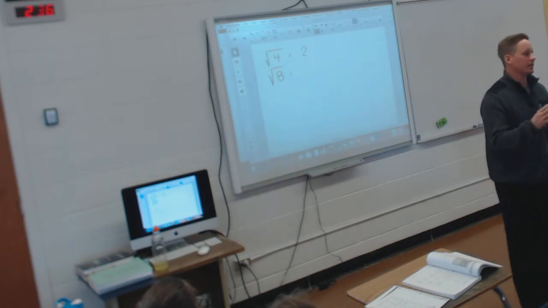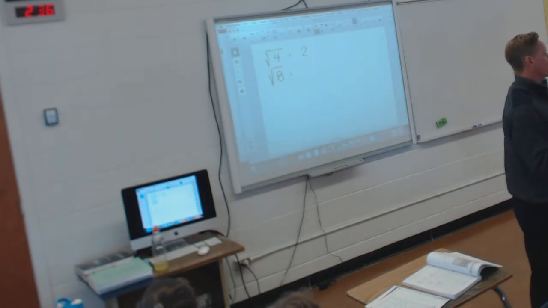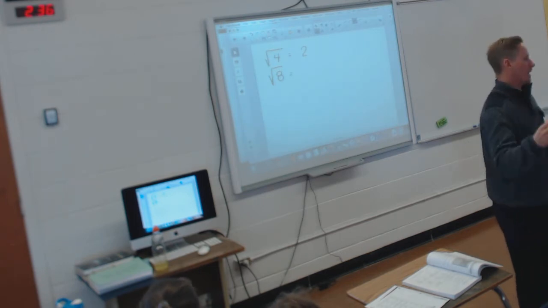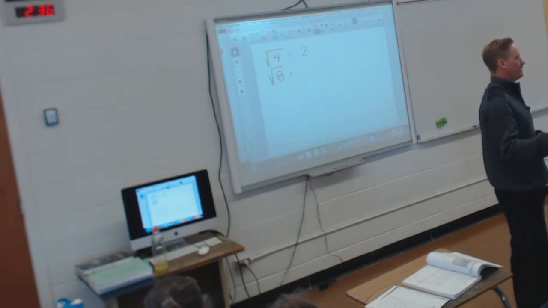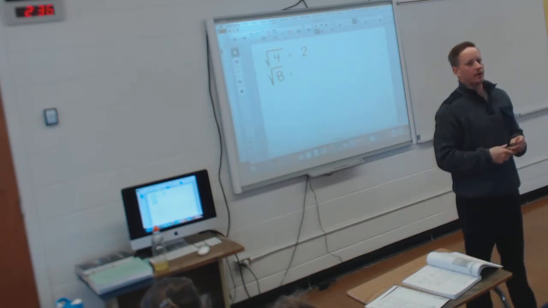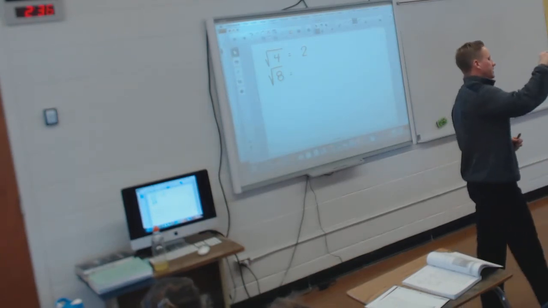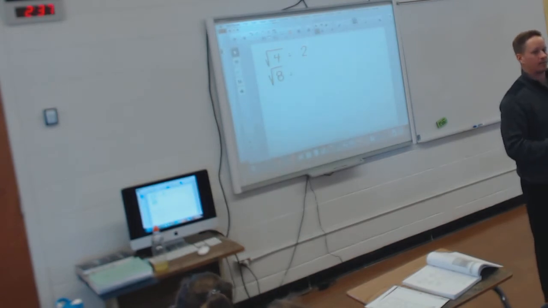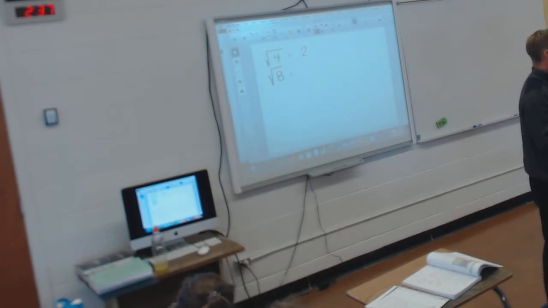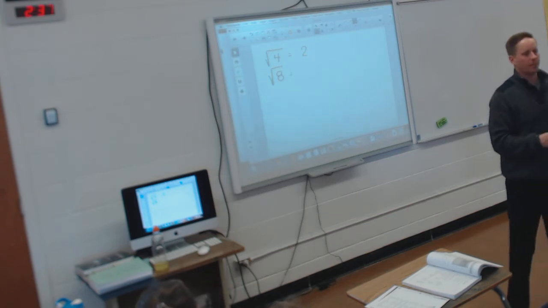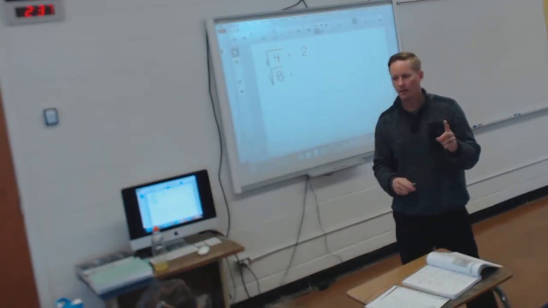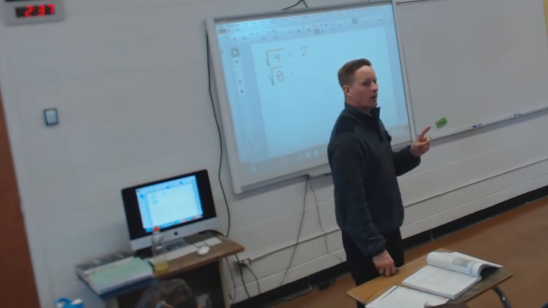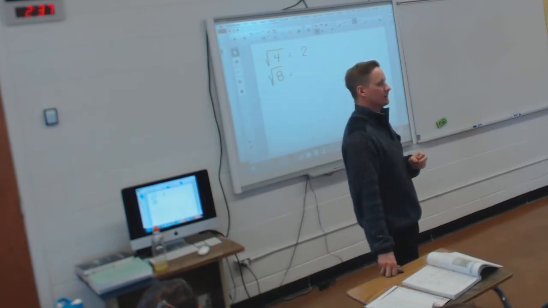So, I have the square root of 8 here. I'm going to break down the square root of 8 because I want this to be a radical number. In order for that to happen, I want to take out the largest perfect square in the value and break it down. Is there a perfect square that goes into 8? What goes into 8 that's a perfect square?